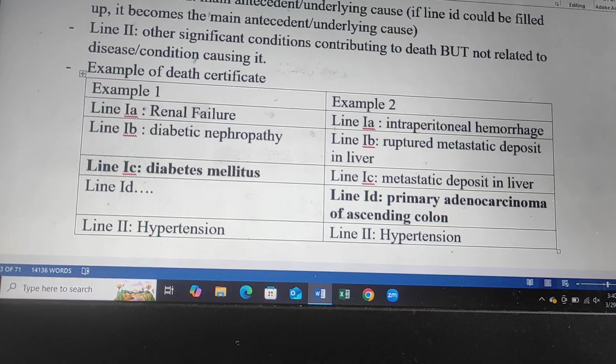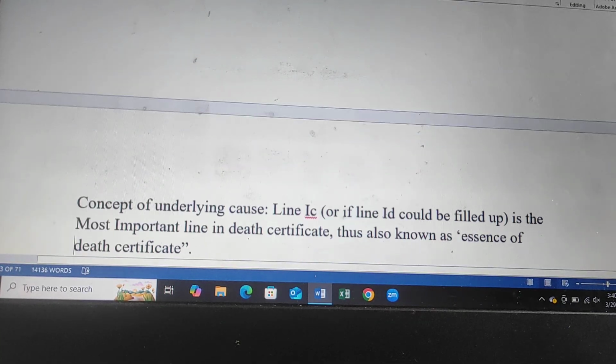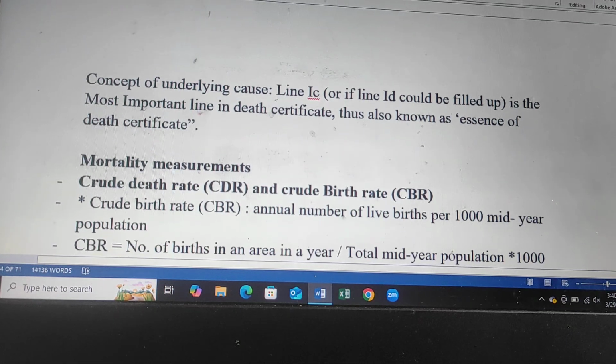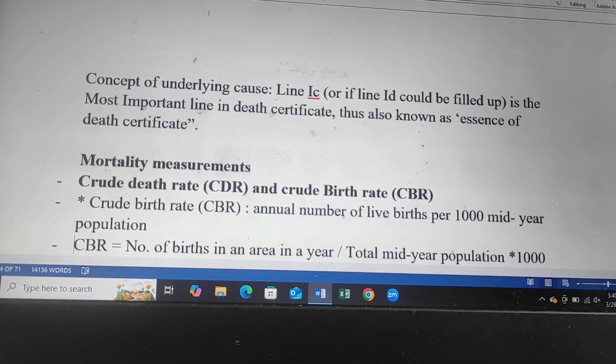Example 2: Line 1A, intraperitoneal hemorrhage. Line 1B, rupture of metastatic deposit in liver. Line 1C, metastatic deposit in liver. Line 1D, primary adenocarcinoma of ascending colon. Line 2, hypertension. The concept of underlying cause: line 1C or line 1D, if it could be filled up, is the most important line in the death certificate, thus also known as the essence of the death certificate.